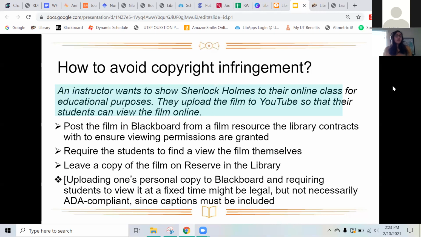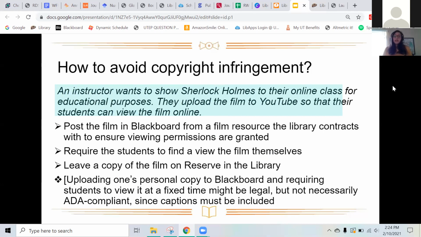One could post the film in Blackboard from a film resource that the library contracts with to ensure that viewing permissions are granted. If a feature film is what's needed for classroom instruction, the library subscribes to streaming video services and even a licensing service for feature films. Those public performance rights are included when we license those films, and those can also be posted in Blackboard. So that's one solution.